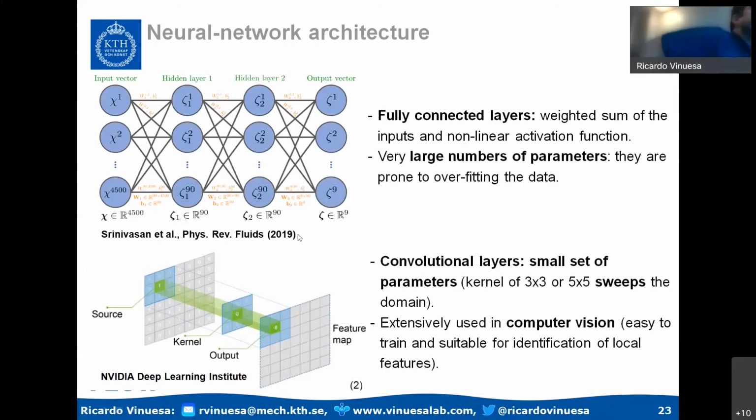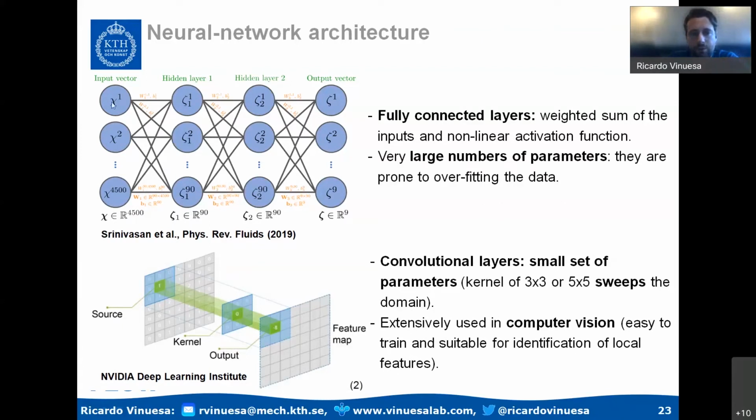So before starting to talk about the networks, let me just mention briefly two types of networks. We can have fully connected networks or convolutional networks. In the case of fully connected networks, we have one neuron in one layer that is connected to all the neurons in the next one. And of course, what happens with this is that we have very large numbers of parameters because all the neurons are connected to each other. So we have very, very large weight matrices and bias vectors, and this can be prone to overfitting the data.